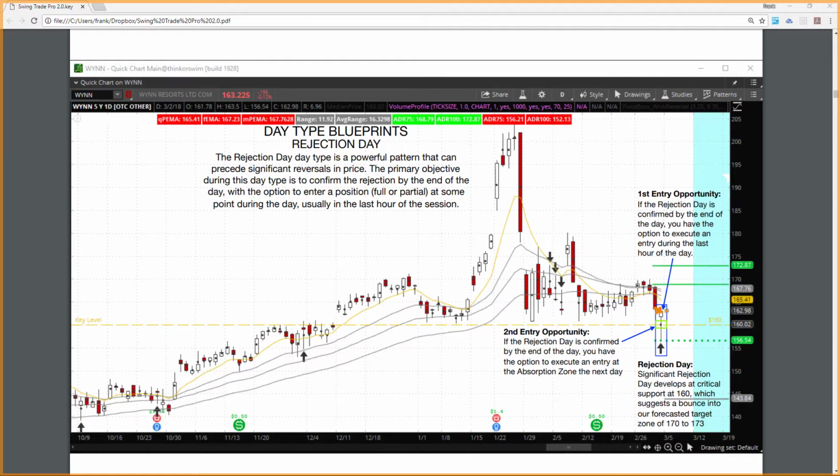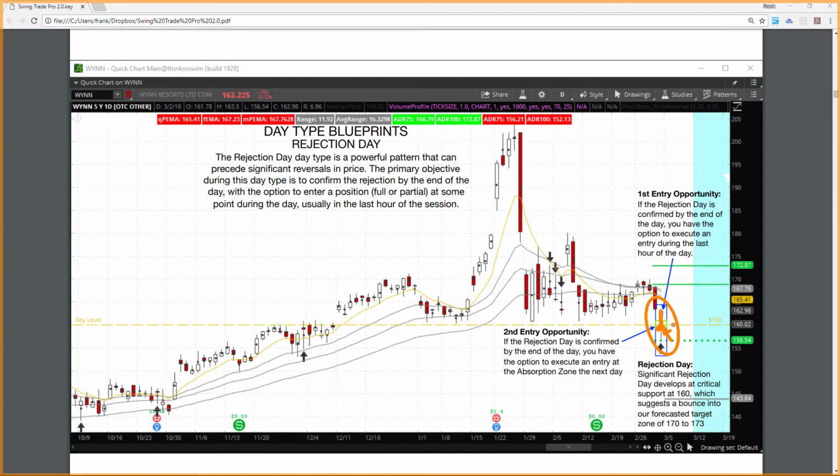You can get in at the end of the day here. So if a rejection day is confirmed by the end of the day, you have the option to execute an entry during the last hour of the day. It could be much earlier as well, but again, with rejection days, they need to be confirmed by the end of the day, because sometimes it may look like this by lunch, and you could make an entry because you think it's going to hold the rest of the day, but then by the end of the day it could have closed way back here, and now there's no rejection day.